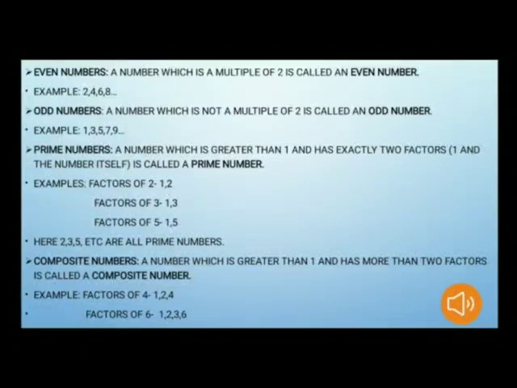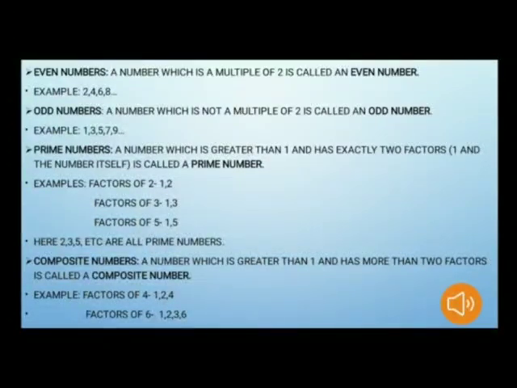Dear students, now let's discuss a few important terms. Even numbers. A number which is a multiple of 2 is called an even number. Or you can say a number which is perfectly divisible by 2 is an even number. Thus, numbers with 0, 2, 4, 6 or 8 at one's place are even numbers. For example, 2, 4, 6, 8 and so on.